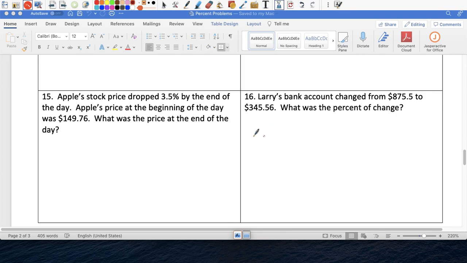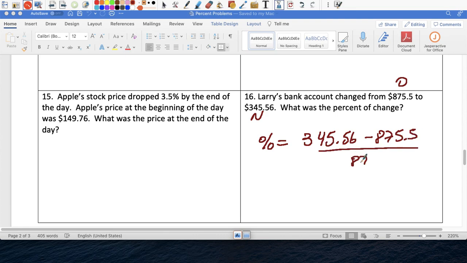Larry's bank account changed from 875 to 345. So this was the old price, and this is the new price. What was the percentage change? All right. New price, 345.56, minus the old price, divided by the old price. So again, 345.56 minus 875.5. Enter, and divide that by 875.5.